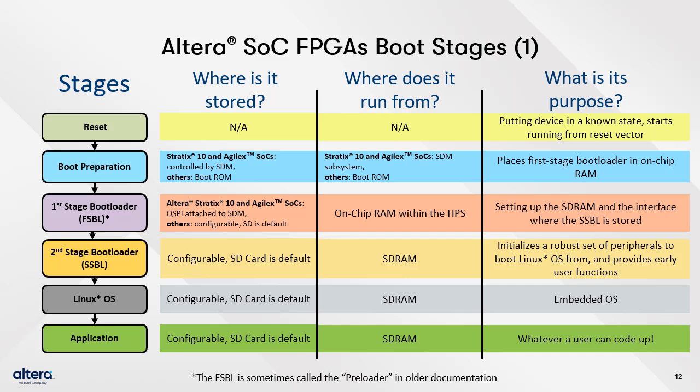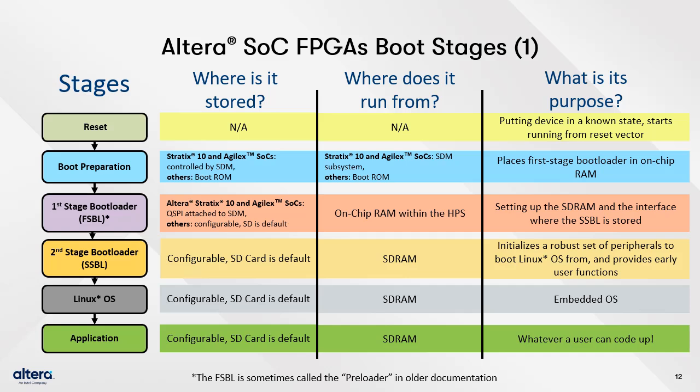stage bootloader. The second stage bootloader, or SSBL, is stored in a configurable location, with the SD card being the norm for our reference designs. It will be loaded into the SD-RAM to be run. It will enable a robust set of peripherals that can be used to boot Linux from and provide some basic system functionality. Its main purpose is to boot Linux.